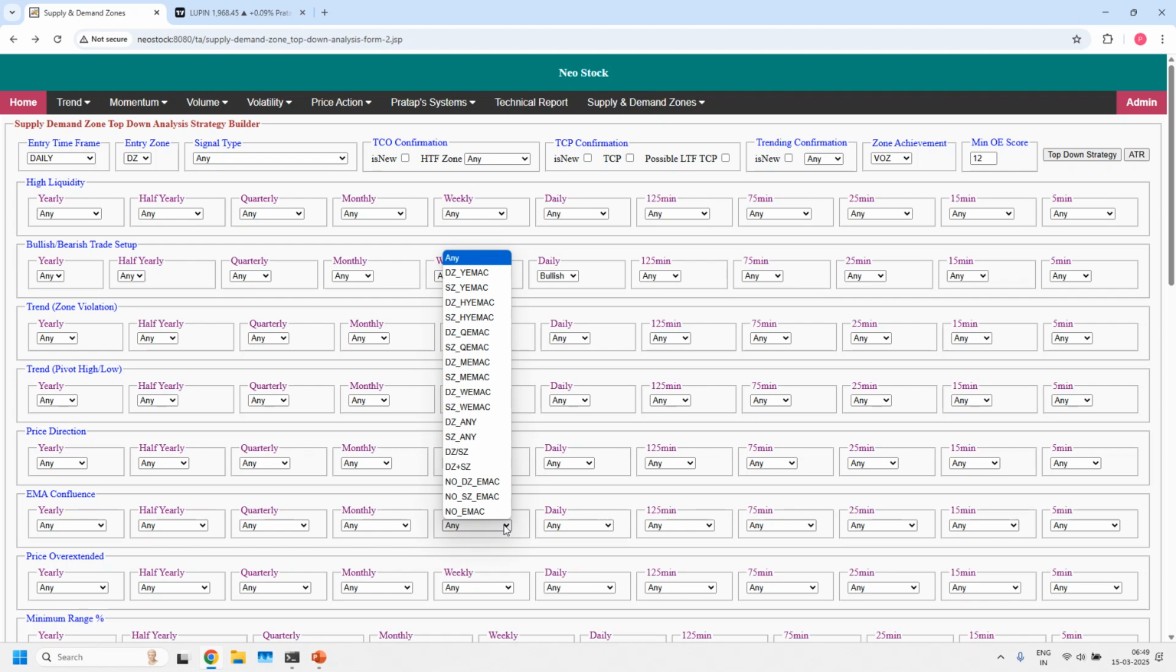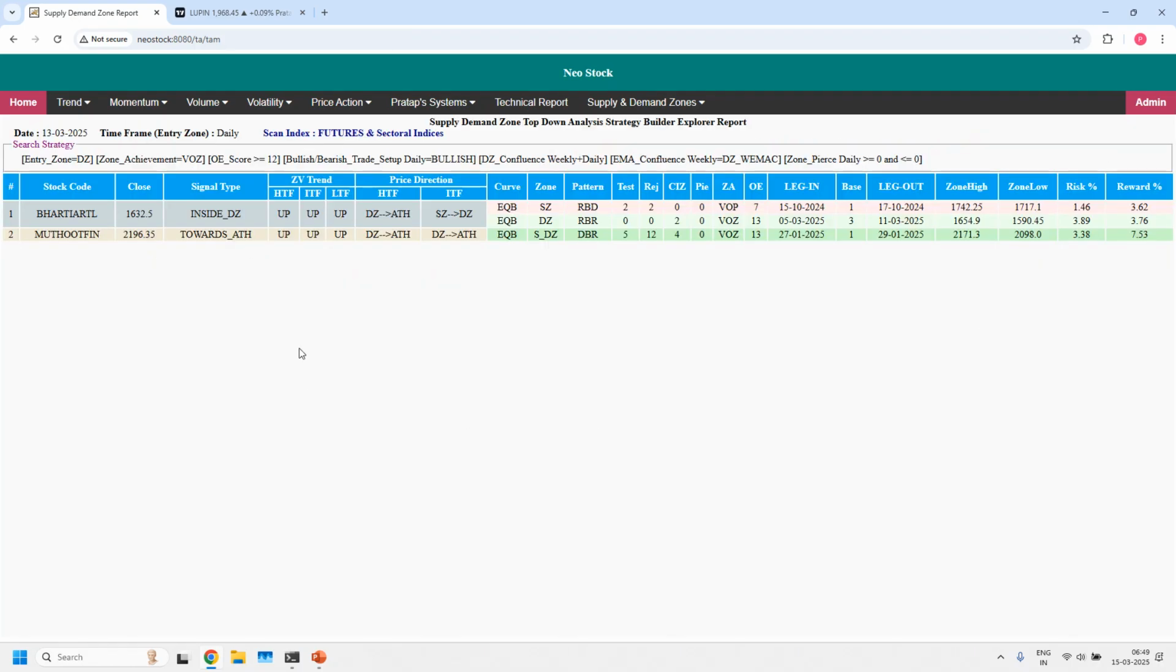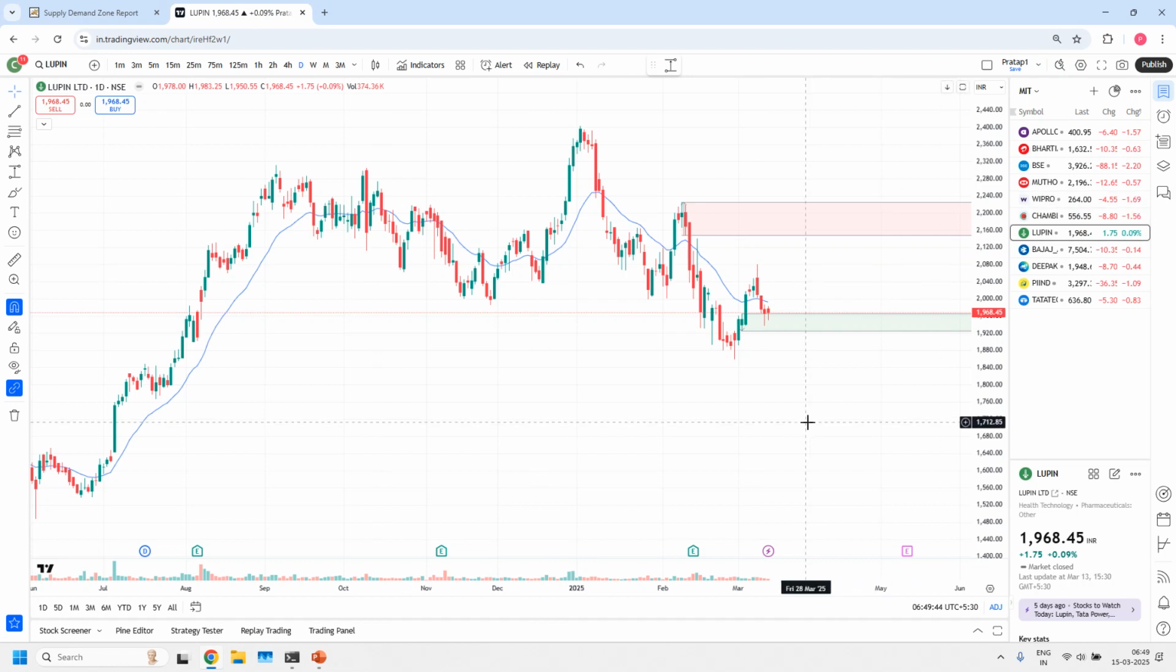So let's go to the filter. I'm applying the filter: weekly demand zone having weekly EMA confluence. See here, demand zone. This demand zone is weekly because we selected the weekly time frame. And what is the EMA confluence we are applying? WEMAC. That means weekly EMA confluence. Let's apply this filter. We got 2 stocks. From these 5, we got 2 stocks.